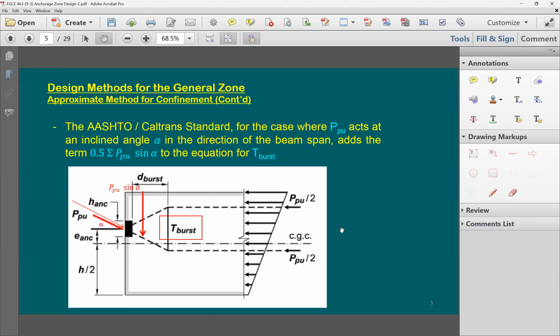Now, someone's going to say, is it going to be completely P sub PU sine alpha or half of it? Why should I take only half of it? Can you guys help me with that? Can someone help and answer this question? Yes?